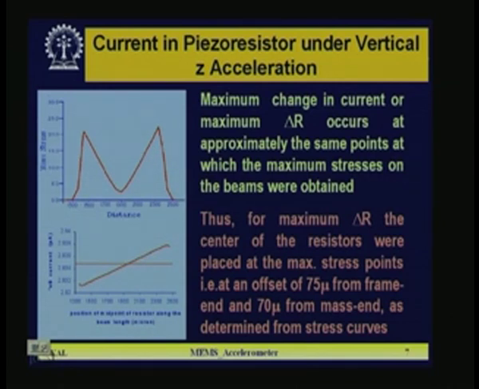So, delta will change. If it changes in the positive direction then the current will change in some direction, and if delta is in the negative direction the current may be in the opposite direction. That is why you can see the current variation. Now, we found the maximum change in current, or maximum delta R, occurs at approximately the same points at which the maximum stresses on the beams were obtained.